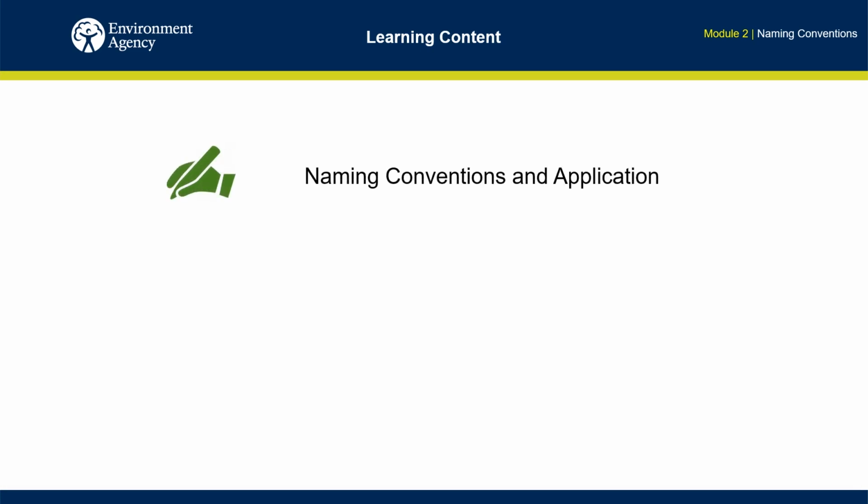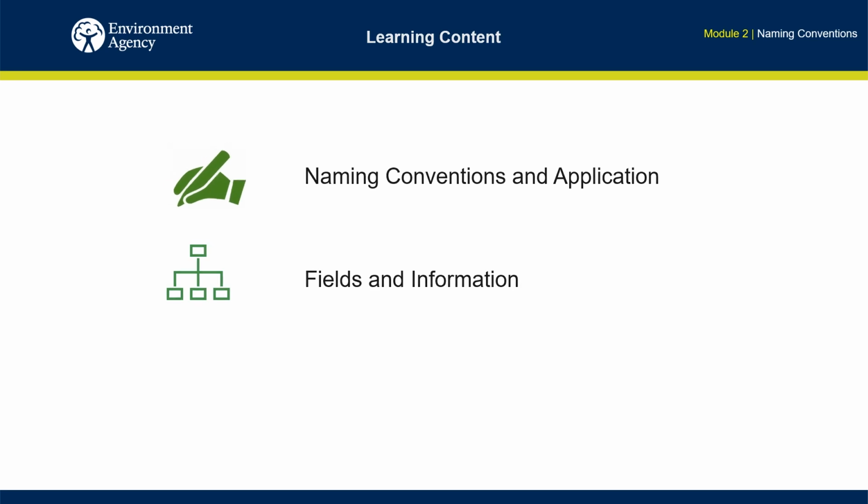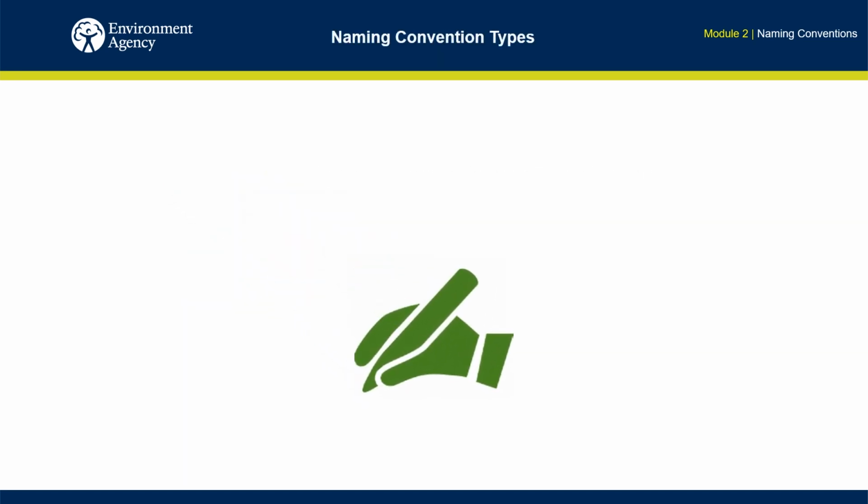In this module, you will learn about the naming conventions used in the CAD and object standards. This includes what conventions are required and how they should be applied, and what the different fields mean in each of the naming conventions and where this information is derived from. There are 4 types of naming conventions.